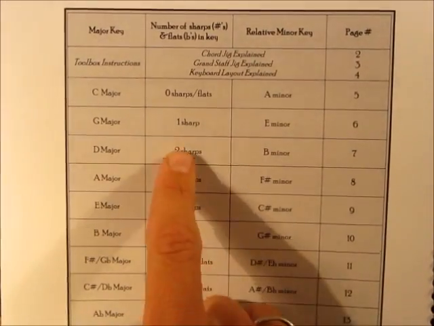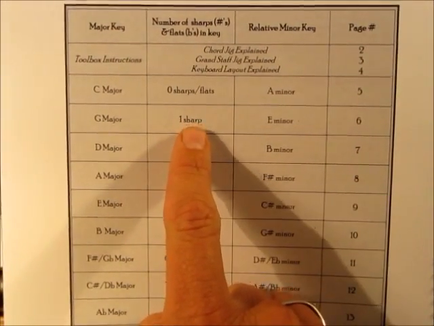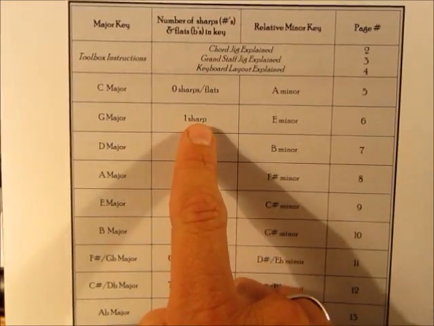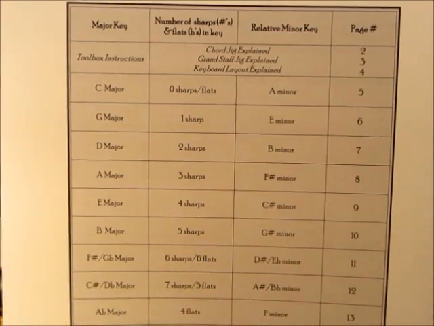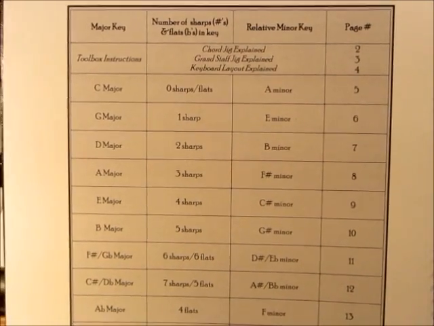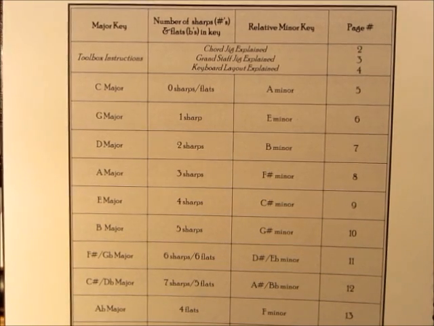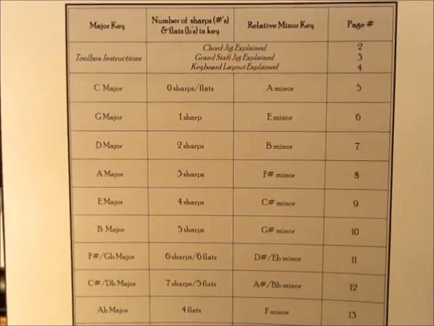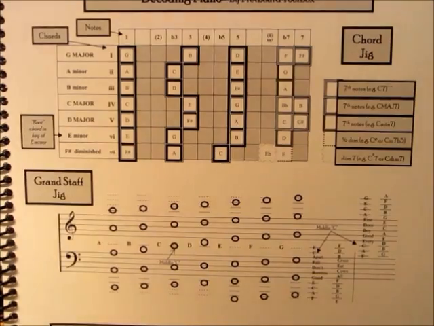So if we looked at a piece of music and saw that it was in the key of G major, or if we saw it had one sharp, I could tell the song would be in G major or E minor. And then I can turn to page 6 and see what notes make up the chords, what chords are found in those keys, and then where those are found on the piano. I'll show you how that works here.